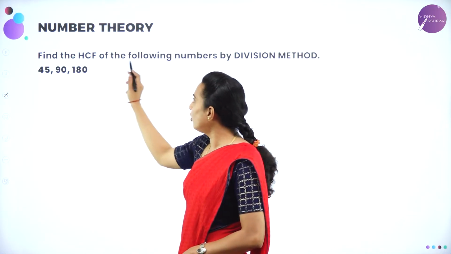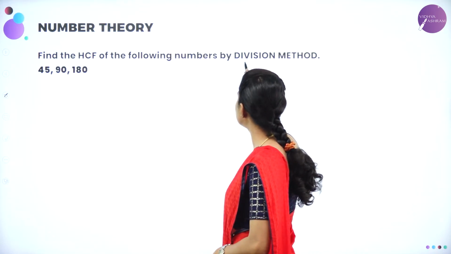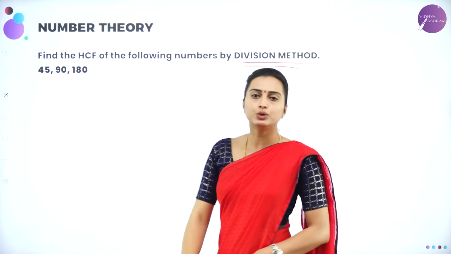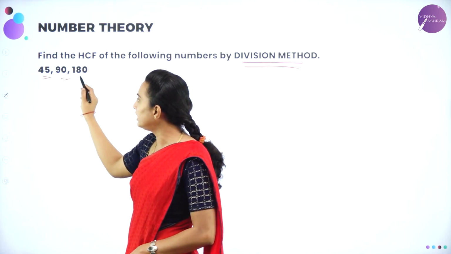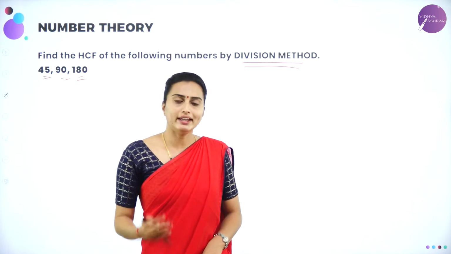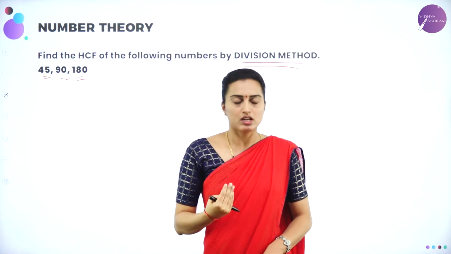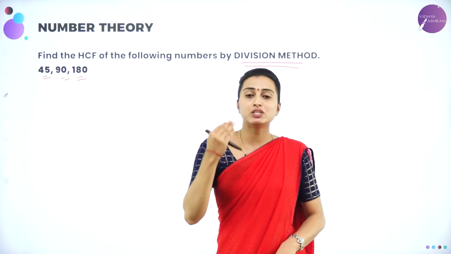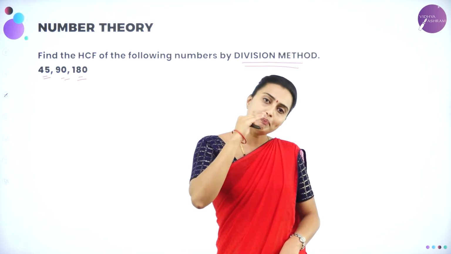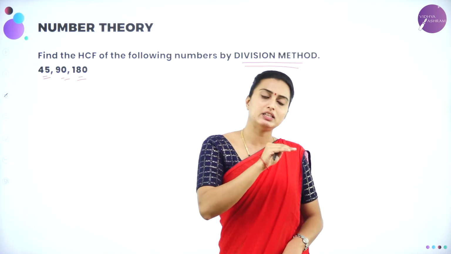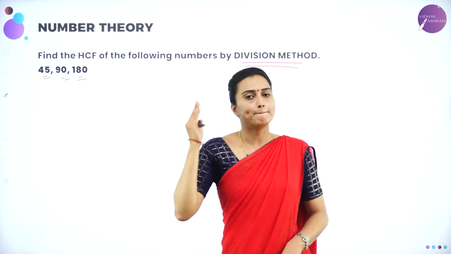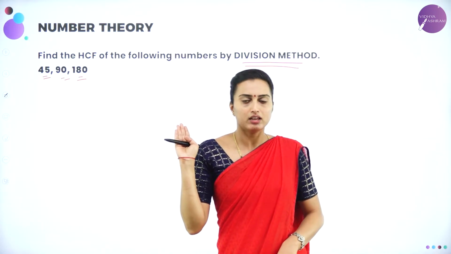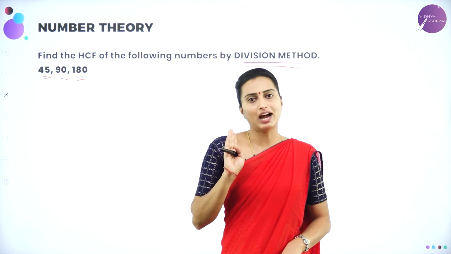Find the HCF of the following numbers by division method or by Euclid's algorithm. Here they have given 45, 90 and 180. Any two numbers you can choose first. By choosing those two numbers, the maximum number will be divided by the minimum number. And then again you can choose another number with the remainder that is remaining. Then you can find the HCF of those two numbers.